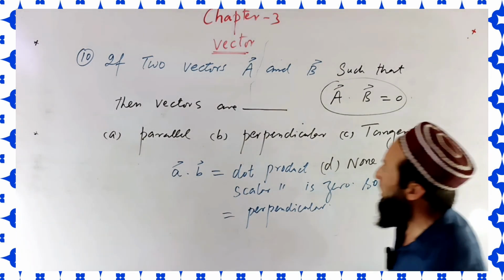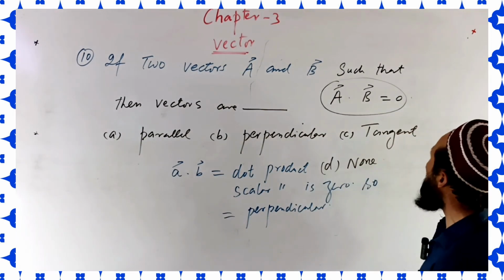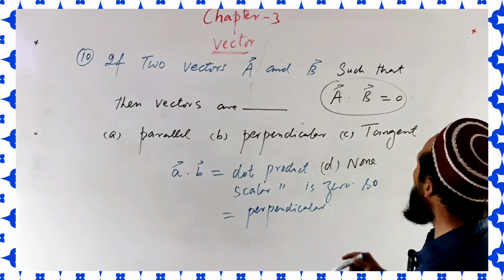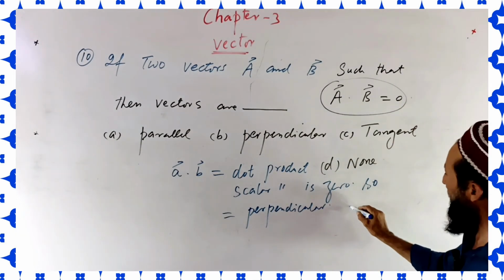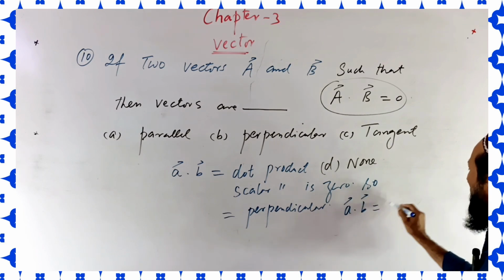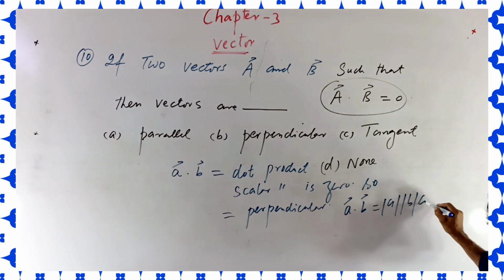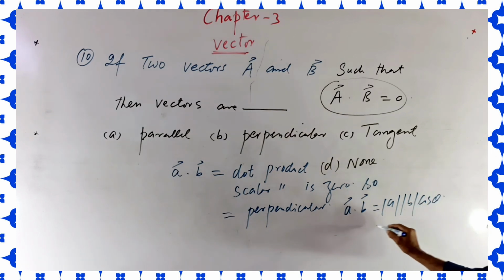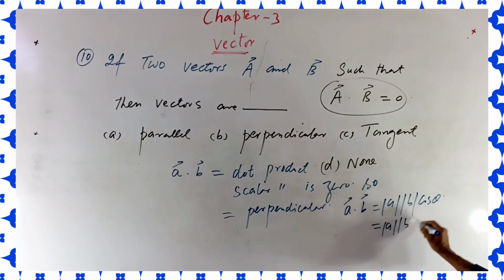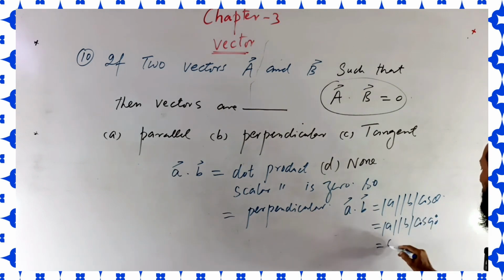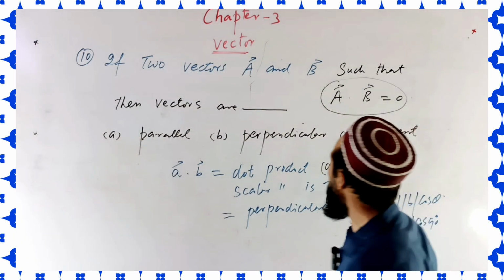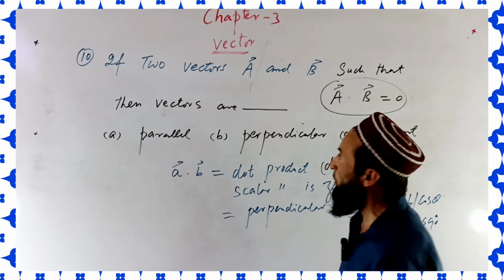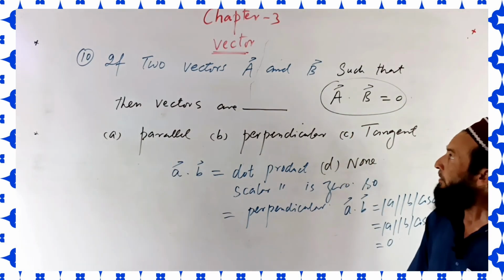If we want to prove that formula, we apply A dot B equals the magnitude of A, the magnitude of B, and cos theta, where cos 90 applies for perpendicular. If we put in the magnitude of A and the magnitude of B, cos 90 is equal to 0. So this will be 0. That means A dot B is equal to 0. So both vectors are perpendicular to each other.